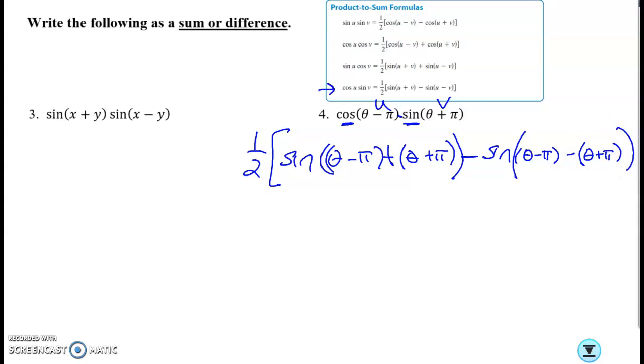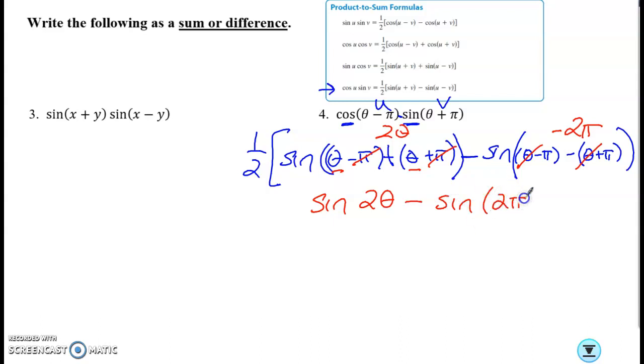Okay, so now we got to clean this all up. And I have theta plus theta, which is 2 theta, and the pi's are going to cancel. So this is sine of 2 theta. And over here, I have a theta minus theta. Those are going to cancel. And this is a minus 2 pi. So this is minus the sine of negative 2 pi. And we have a 1/2 out in front.